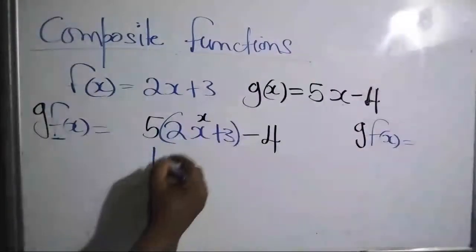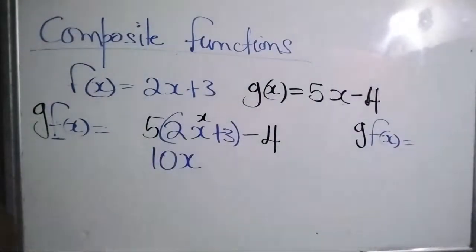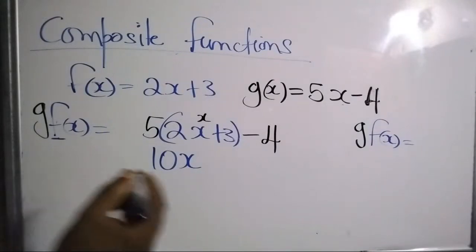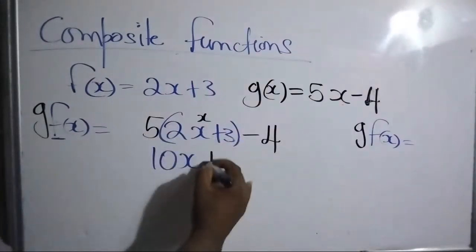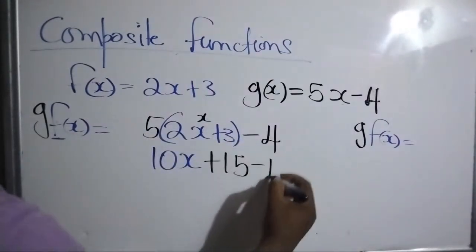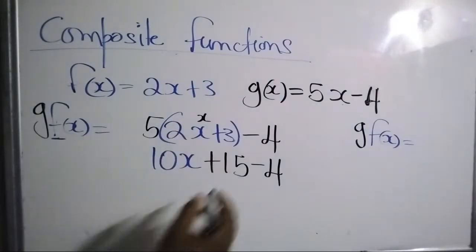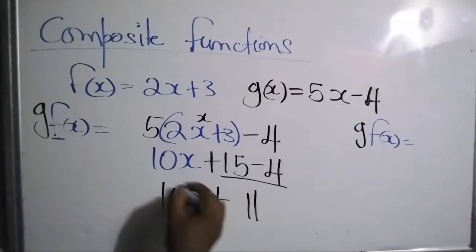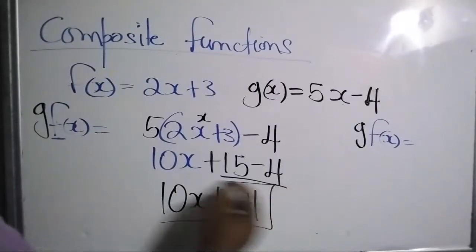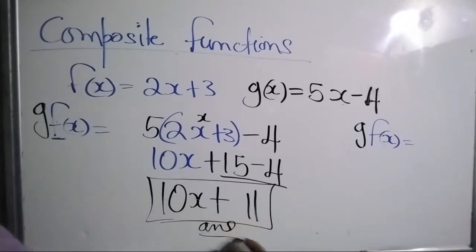5 times 2, that is 10x. Guys, I'm leaving that in blue because it can't touch. 10x is a part of the answer. 5 times 3, that is 15, minus 4. 15 minus 4, that's 11. So it's 10x plus 11. Well done to the person who typed it in. So it's 10x plus 11, and that is our answer.